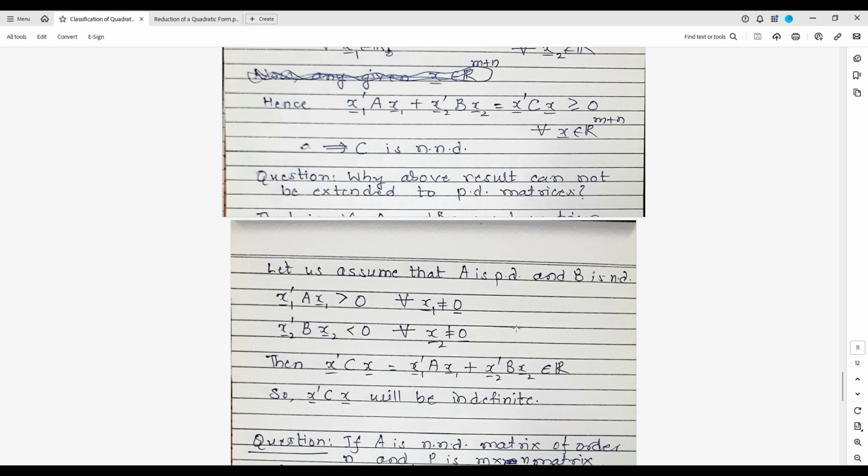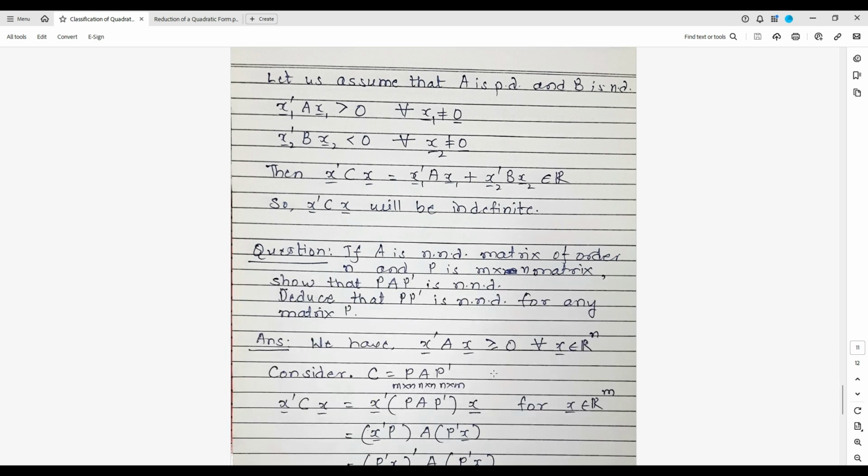Now let us try to prove the second part of the result. It says that if A is positive definite and B is negative definite, then I will have x1 prime A x1 greater than 0 for every x1 not equal to 0 and x2 prime B x2 less than 0 for every x2 not equal to 0. So when I take the addition, x prime Cx is the addition of the two, and it will belong to the real line. This makes x prime Cx an indefinite quadratic form because it is neither negative nor positive.